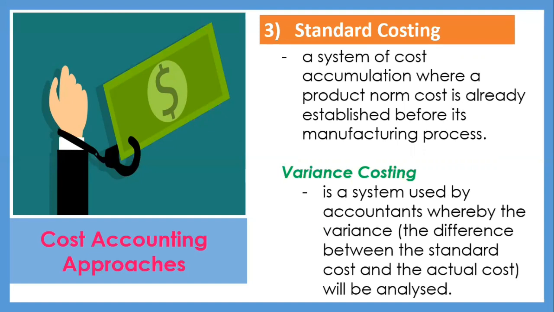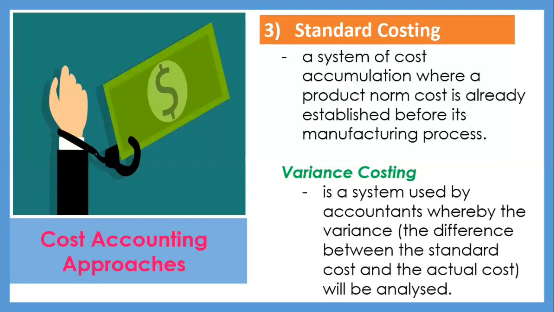Standard costing is a system of cost accumulation where a product norm cost is already established before its manufacturing process. What do we mean by this one? Norm cost means that before producing a certain product, the company already has the total recognized cost. The actual cost of producing the product will be analyzed in what is referred to in accounting as variance analysis. So what is meant by variance analysis then?